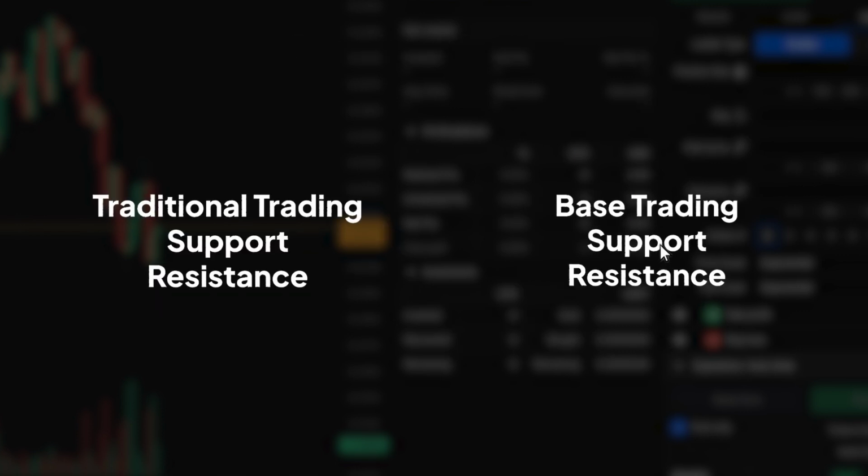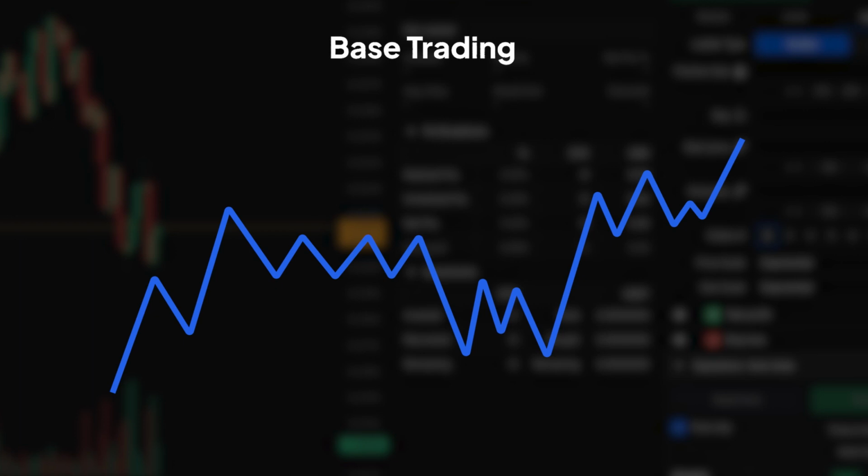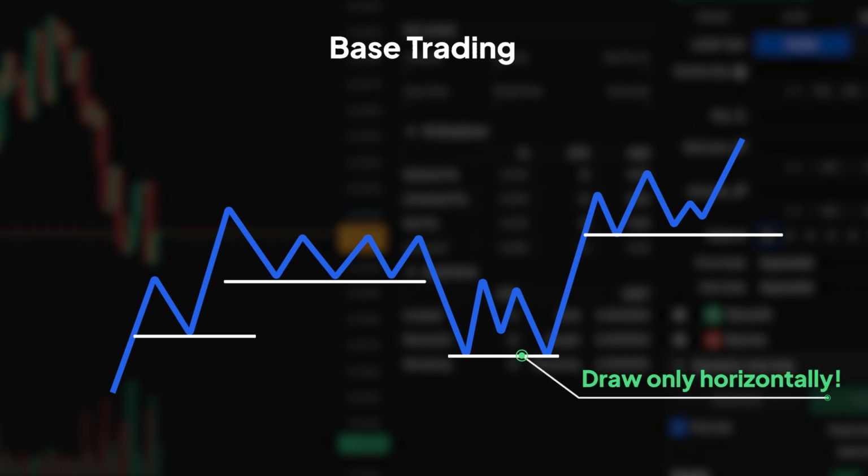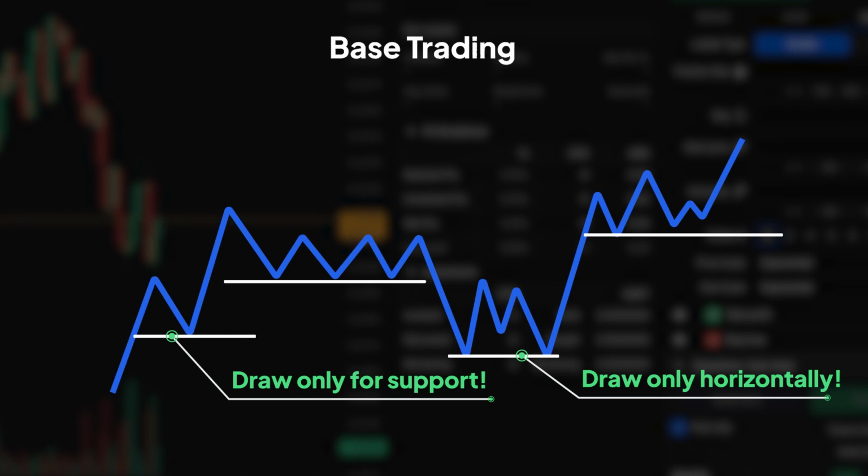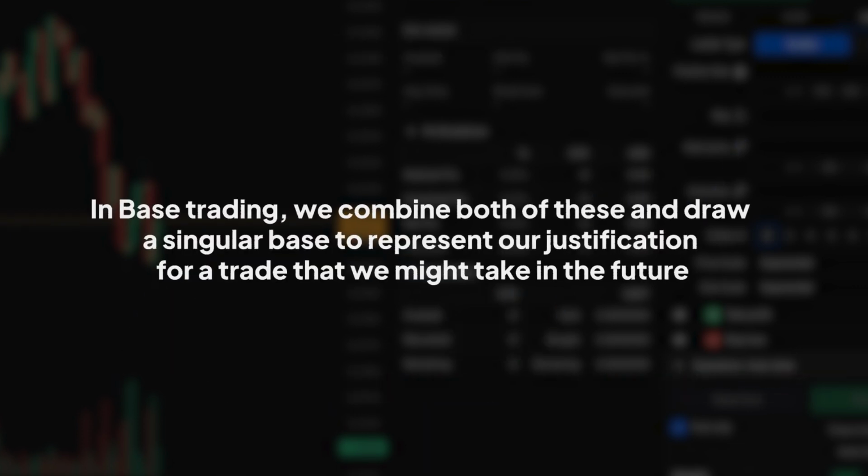In base trading, we use a different method for identifying support and resistance levels. We will start by redefining support and resistance levels as just bases, as well as make sure to never draw them diagonally, only horizontally, and we only draw them for the support and nothing else. We can look at the chart data to identify where these bases would be in comparison to regular support and resistance, where the two are separate. In base trading, we combine both of these and draw a singular base to represent our justification for a trade that we might take in the future.